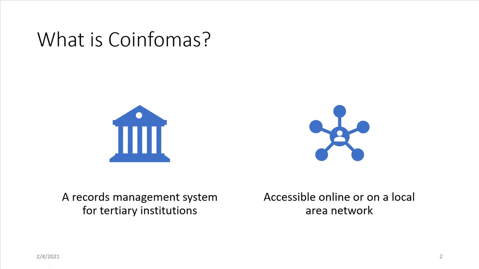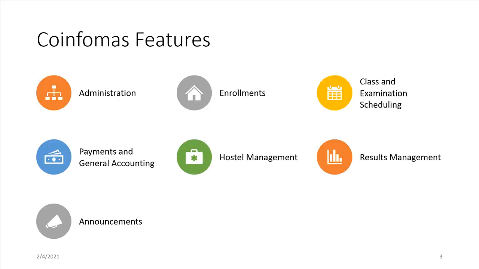Coinformance is a records management system for tertiary institutions like colleges, trade schools, and universities. It's accessible online as well as on a local area network. And it has several features, including a module for managing administrative information such as staff members, courses, programs offered. It also has a students records module, which allows institutions to manage enrollments. There's class and exam scheduling, payments and general accounting. There's also hostel management, results, as well as announcements.